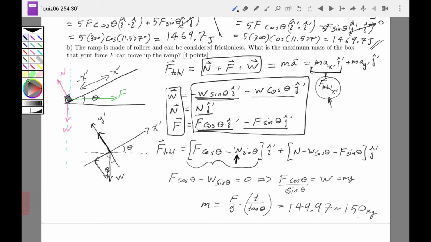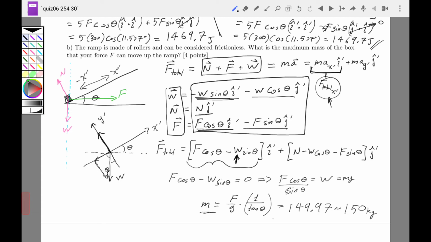So if m was greater than 150 kilograms, then this term would be bigger than this term, which would make the overall x prime component of the total force negative. And if that were negative, then the box would not be able to go up the incline. It would slide down the incline. It would accelerate down the incline.